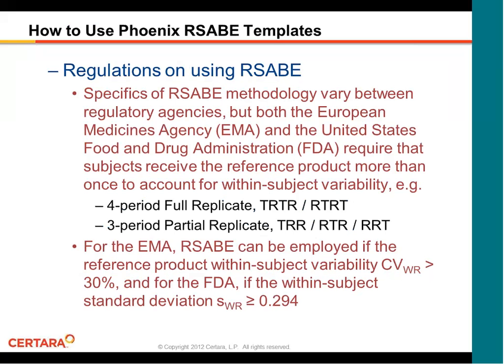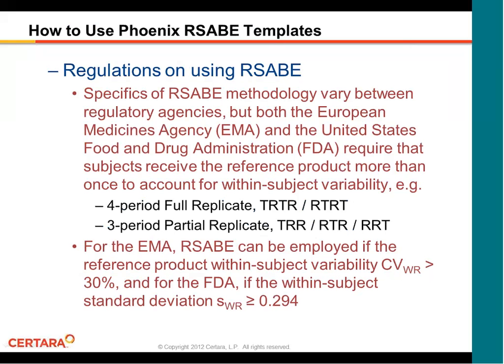Okay, so I'm going to talk a little bit about the regulations and using reference scale average bioequivalence. The specifics on this methodology vary a little bit between agencies, between the European Medicines Agency and the FDA, but both require the subject receive the reference product more than once to account for within-subject variability.